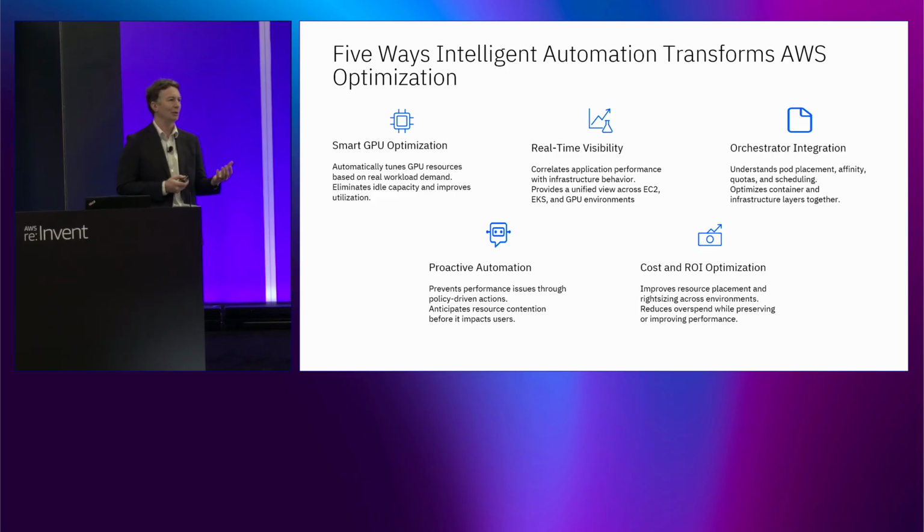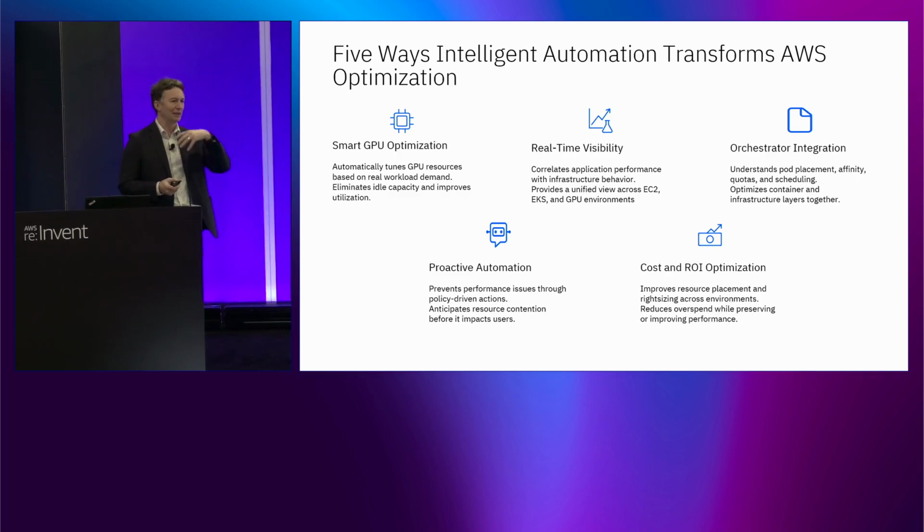And we'll also take into account there might be a potential issue or a bottleneck in that supply chain. It may not be hitting one specific resource, but we'll identify that, and we can take account to be proactive about what we're doing. We also have orchestrator integration, which will understand things like pod placement, affinity, resource quotas, and scheduling.